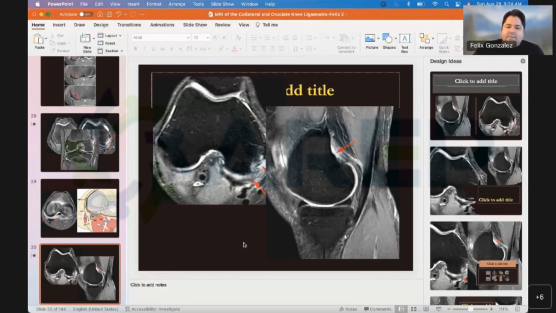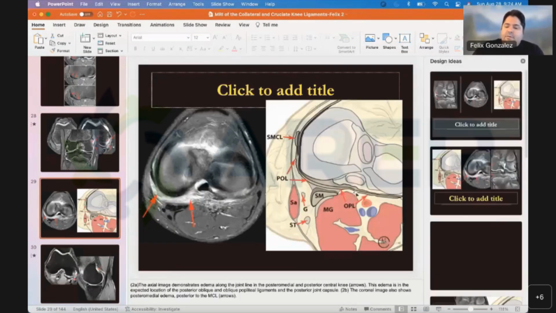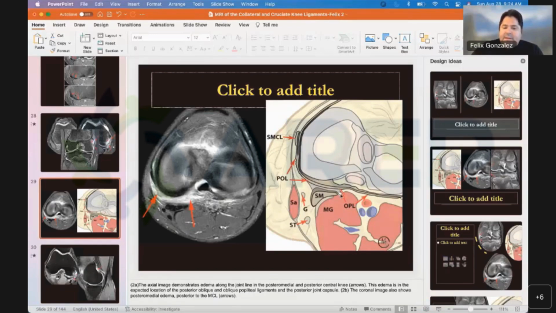I don't know if I answered the question, but the posterior medial corner injury will be when those ligaments are torn, right? The posterior medial and posterior central aspect of the knee is edematous, and the edema involves those ligaments, the posterior oblique and the oblique popliteal ligaments of the joint capsule. That's the classification of posterior medial corner injury.